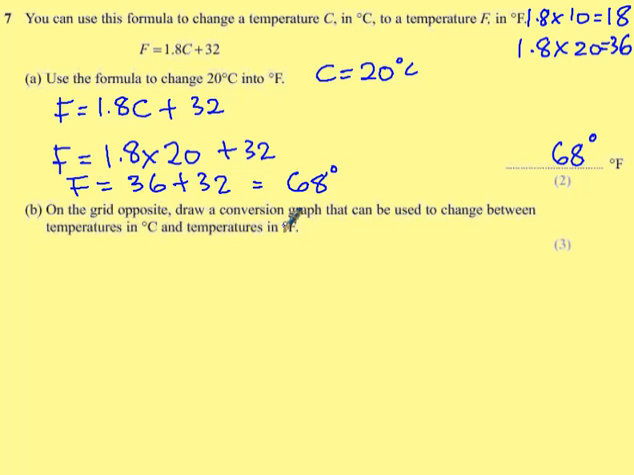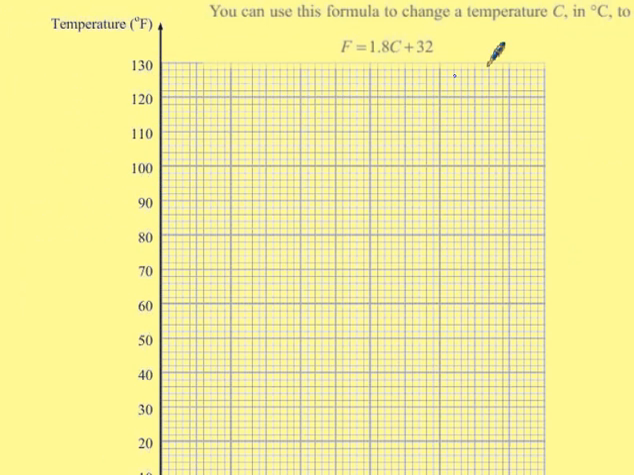Okay, on the grid opposite, draw a conversion graph that can be used to change between temperatures in centigrade and degrees Fahrenheit. So, we knew that using our formula, when C is 20, F is 68. That's what we worked out. Now, we need to use our formula here, F equals 1.8 C plus 32. So let's find some other values on there.